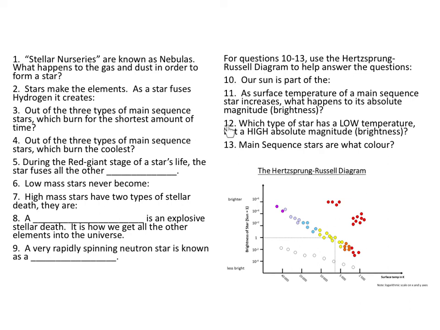For questions 10, 11, 12, 13, you need to use the Hertzsprung-Russell diagram to answer the questions. I've put it here, but I've also put it in your booklet. So make sure you've labelled your diagram correctly. Use the video to help you. And then you have a past paper question here that you should be able to answer really clearly. Write your text in the text boxes where it says answer.